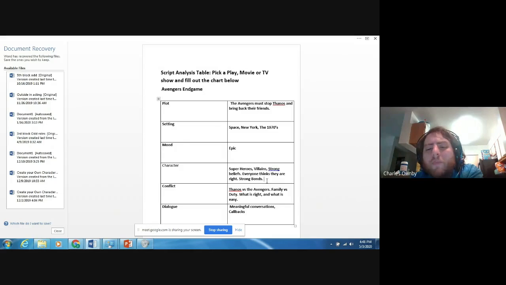So conflicts. We have a couple of different conflicts that I want to talk about. Three, actually. We've got Thanos versus the Avengers, the obvious one. Thanos wants to do horrible things, and the Avengers want to stop him, and they want to bring their friends back. That's easy. That's your basic conflict. But you have some deeper conflicts as well. One we have is family versus duty. So that is Tony Stark, Iron Man. He wants to stay with his family and be a family man, but he can't necessarily because the world needs him, the universe needs him to help stop Thanos.